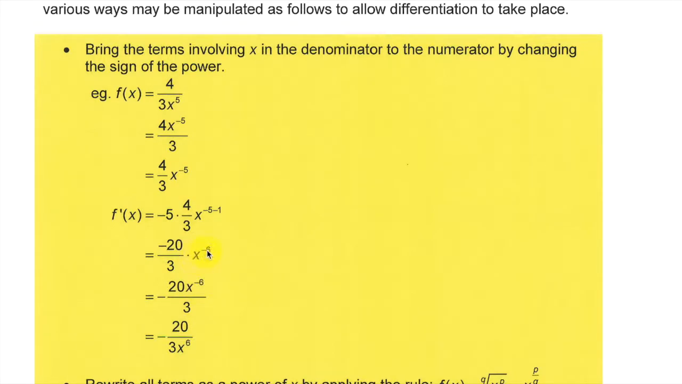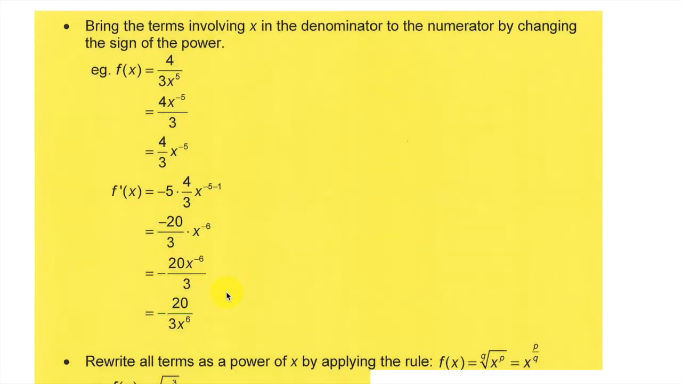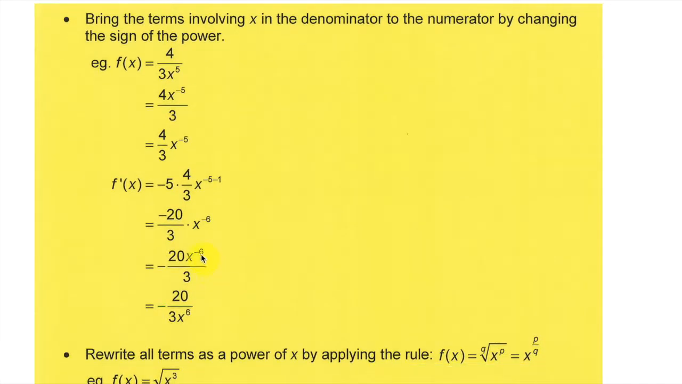So obviously we're going to have x to the power of negative 6 there. And negative 5 times 4/3 gives us negative 20 on 3. You can leave it like that, that'll be fine. But if you wanted to express it with a positive power, take x to the power of negative 6 down to the bottom. And there's your derivative.